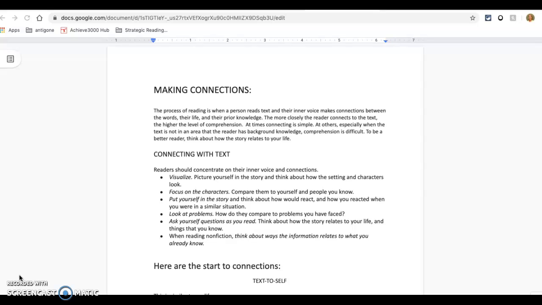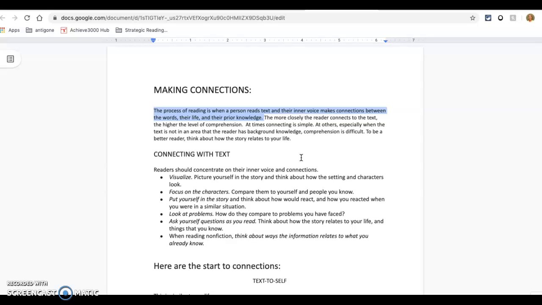When we make connections, this first line is very important. It says that the process of reading is when a person reads the text and their inner voice makes connections between the words, their life, and their prior knowledge. So reading is not a passive process. As much as we might like, we can't put a book on our head and have that information just seep into our brain. It doesn't work that way. Reading is a very active process, and so our brain has to be engaged. If it's not engaged, nothing's going to go in, and we're not going to understand anything.